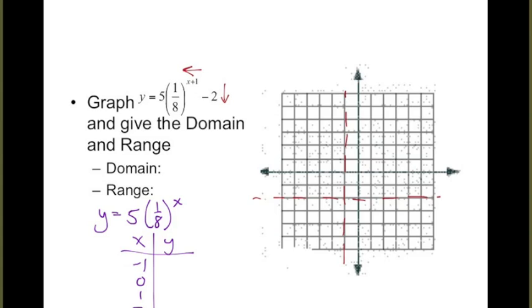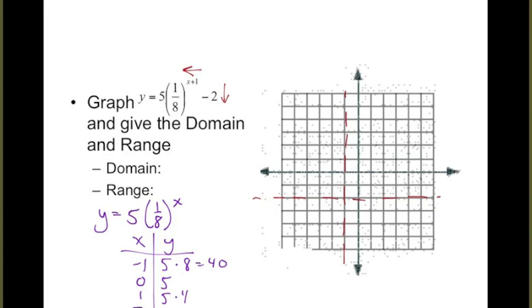When I plug in -1, it's going to flip over that 1/8 to make it 8. I'm going to get 40. I'm probably not going to plot that unless I would want to start scaling by something else. If I plug in 0, I get the front number, which is 5.